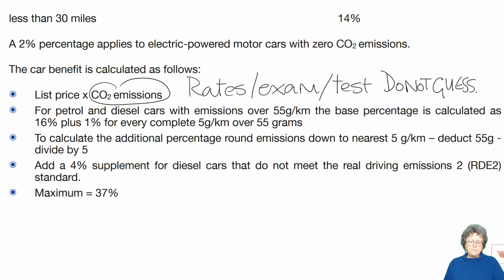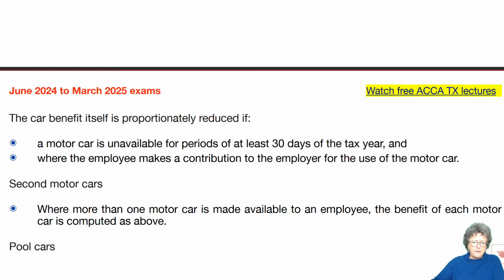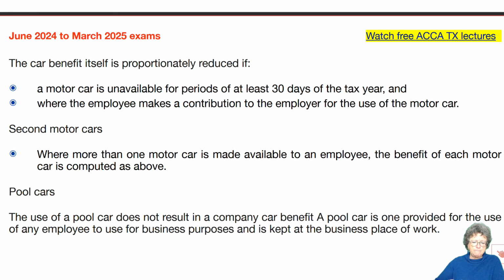There's a 4% supplement for diesel cars that don't meet the RDE2 standards, and the maximum is 37%. Now that's not 37% plus 4% for the diesels, that's 37%. Now that benefit can be reduced proportionally if it's unavailable for at least 30 days, or if they make a contribution to the employer for the use. Different terminology there, for the use, not the capital contribution.